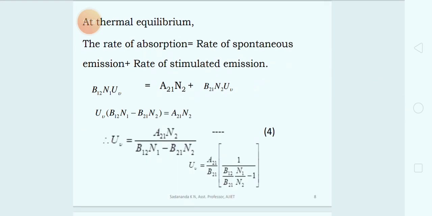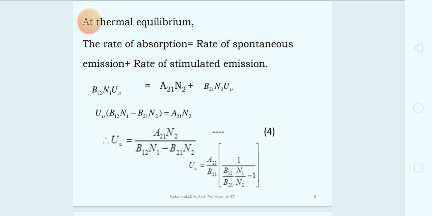Now let the system be in thermal equilibrium, which means that the total energy of the system remains unchanged in spite of the interactions taking place between itself and the incident radiation. Under these conditions, the number of photons absorbed by the system per second must be equal to the number of photons it emits per second by both stimulated emission and spontaneous emission processes. Therefore at thermal equilibrium, the rate of induced absorption is equal to the rate of spontaneous emission plus the rate of stimulated emission. So at thermal equilibrium, total absorption is equal to total emission.